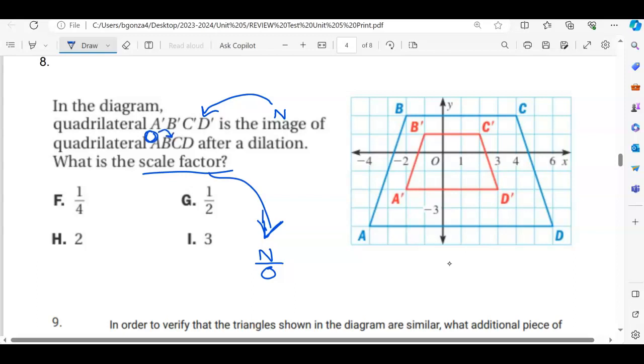Okay. So I gotta just count some side lengths here. Let's take the top. BC is 1, 2, 3, 4, 5, 6. B prime, C prime, 1, 2, 3. Okay, so I know I got 6 and 3. Those are connected. Which one's the new one? Well, remember, if it says image, that's the new one. So the primes are the new one. That's going to be 3. So the original is going to be 6. So it's going to be reducing to 1 over 2.